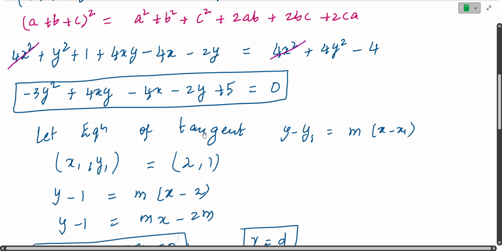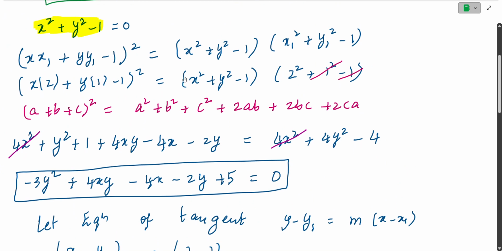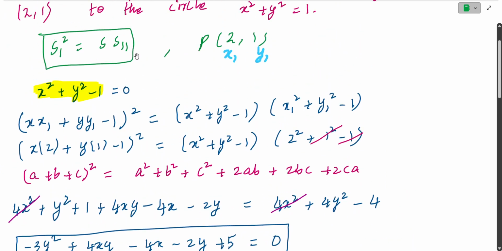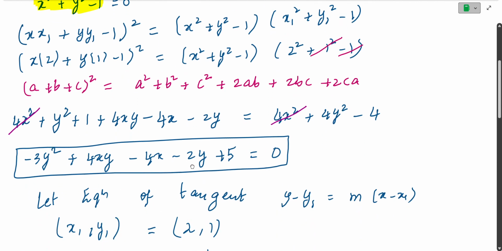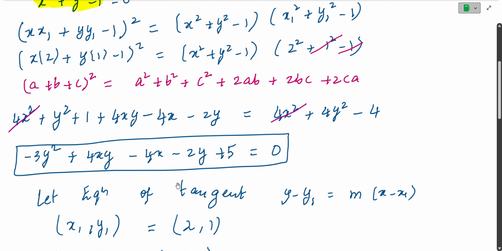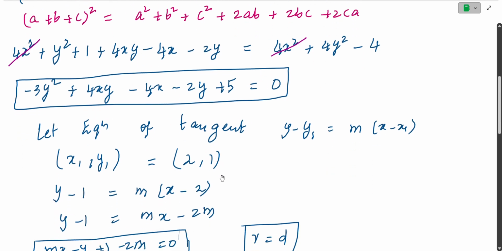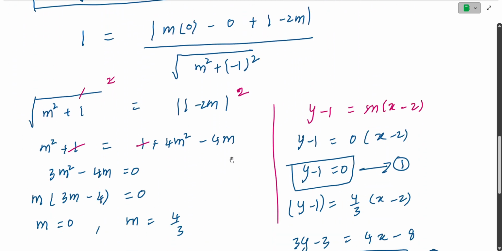So let us assume that I use the formula s1 square is equal to s into s11 to find the equation of the tangents. In this case, I am going to get the pair of tangents. Instead of finding the pair of tangents, if I want to find the individual tangent equation, can I get the equation of the tangents from this pair of tangent equations? There is a technique in the pair of straight lines concept.